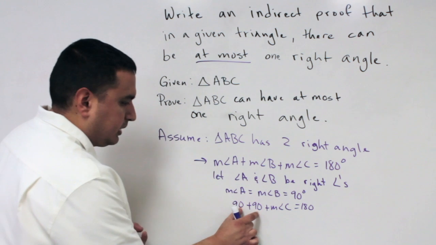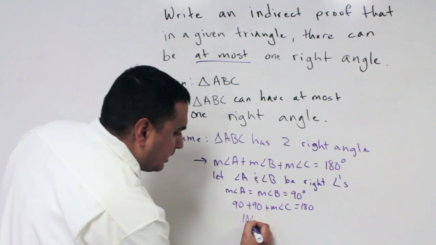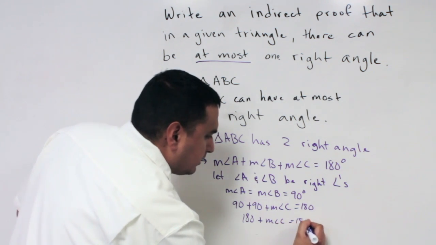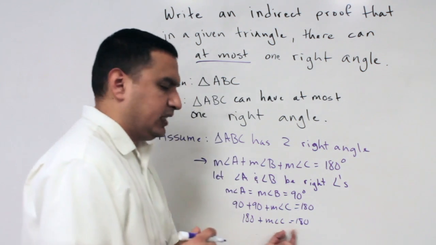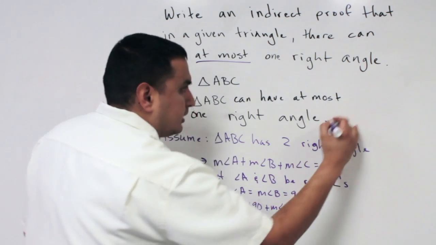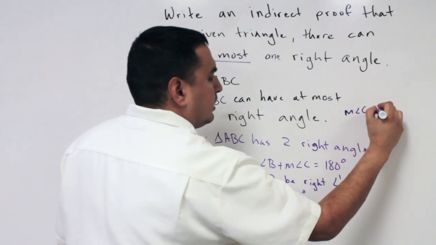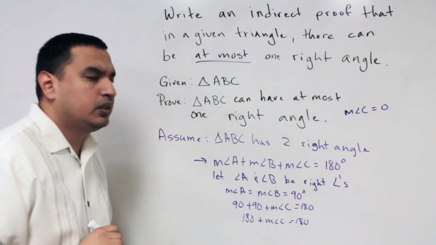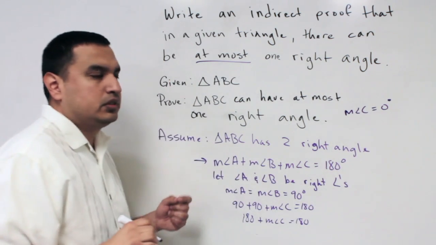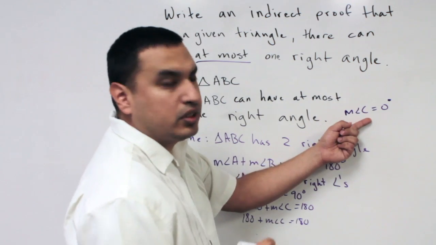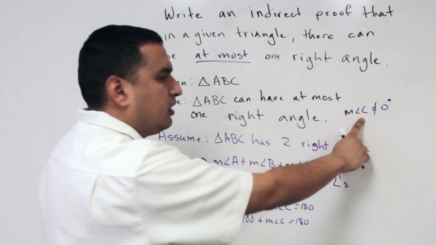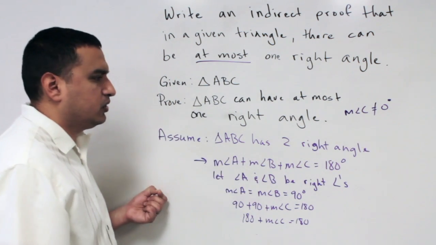Combining like terms, that gives me 180 plus the measure of angle C is equal to 180. Now when I subtract the 180 from both sides to get angle C by itself, I end up getting that the measure of angle C is equal to 0. That's where my contradiction occurs. I cannot have an angle in a triangle be 0 degrees. So this conclusion is false. This cannot be true. I cannot have an angle of 0 degrees inside a triangle.